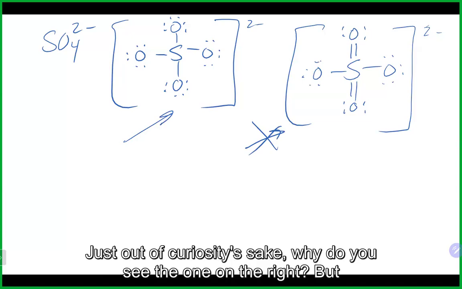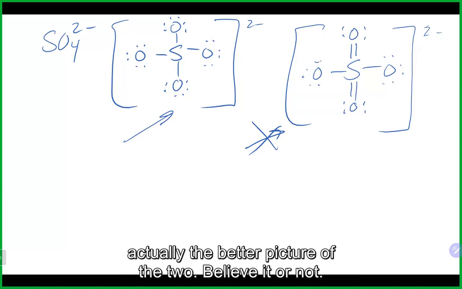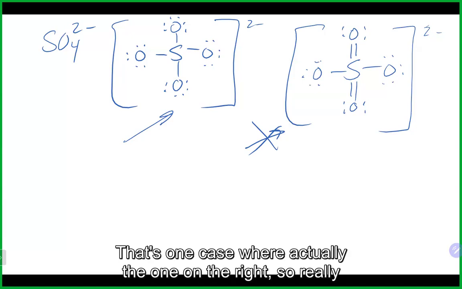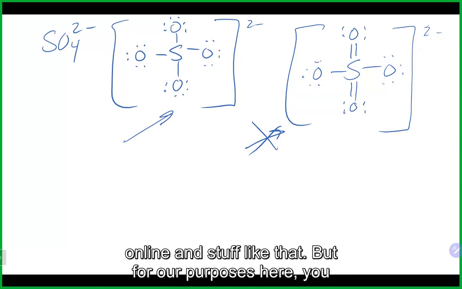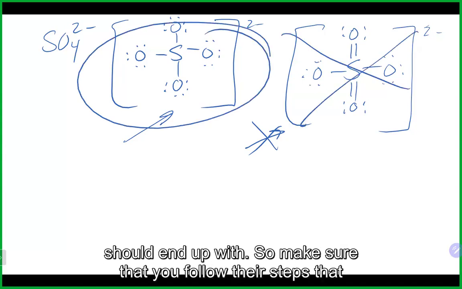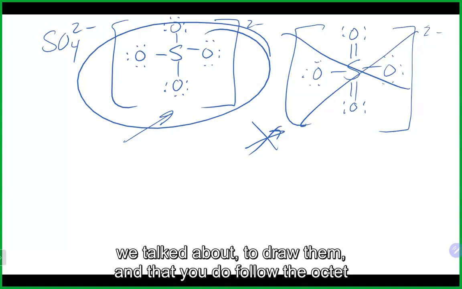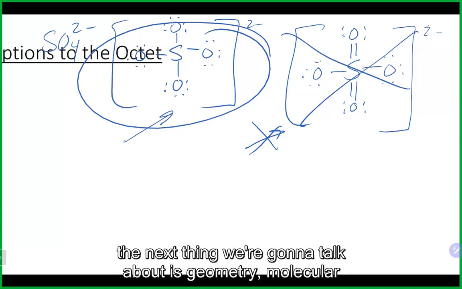Just for curiosity's sake, why do you see the one on the right? For reasons not important to our class, the one on the right is actually the better picture of the two, believe it or not. That's one case where the one on the right is really the better picture, and that's why you'll see it online and stuff like that. But for our purposes here, you should not end up with this picture. This is the picture you should end up with. So make sure that you follow the steps that we talked about to draw them, and that you do follow the octet rule. You don't go over. Any questions on that there? Okay.